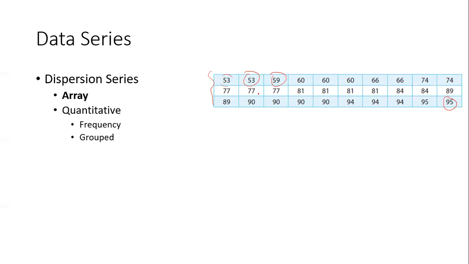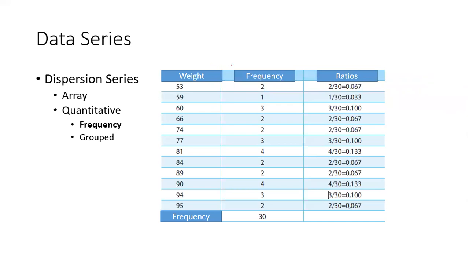So the second thing that we can do for this type of data is just to write the frequency table of this data. So here you have two 53s, one 59. You have three 60s, two 66s, three 74s, and so on and so forth, right? So this is the frequency table. So there are 30 data points we have.